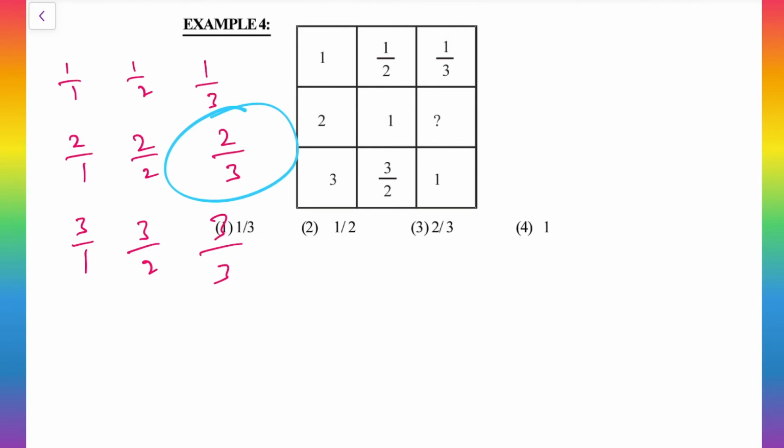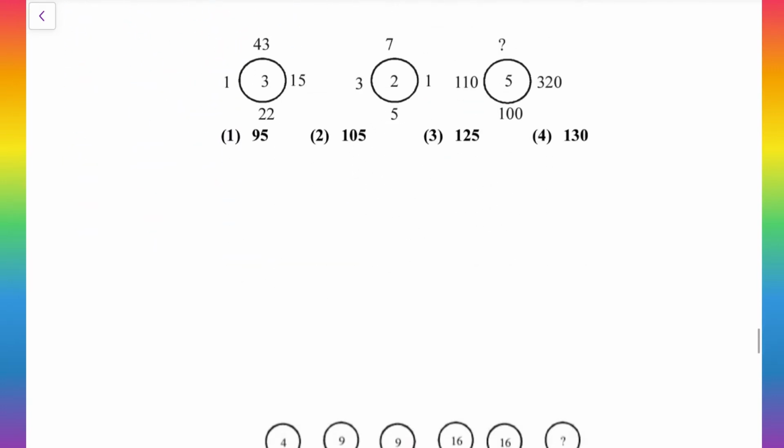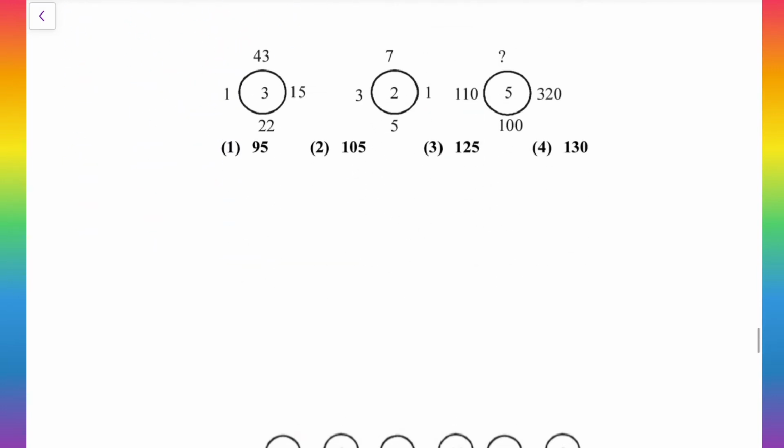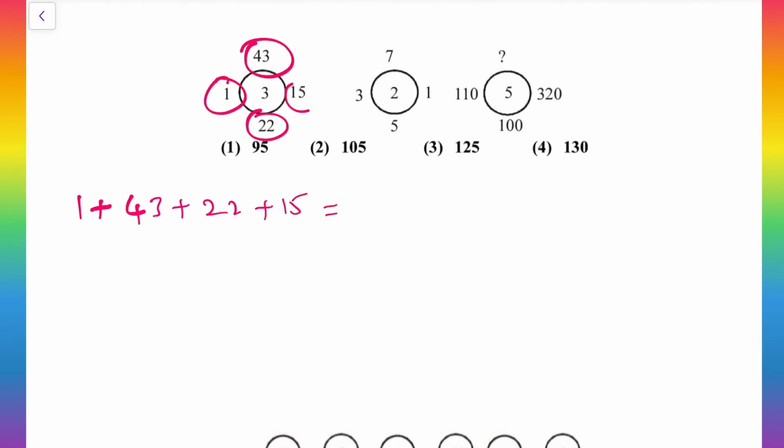Okay, next question. Outside of the circles we have some numbers and inside they give one more number. So first thing I will do addition only. Outside numbers, if we add 1 plus 43 plus 22 plus 15, these are all outside numbers. So let me do addition. 1 plus 43, 44, 44 plus 22 is 66, 81.